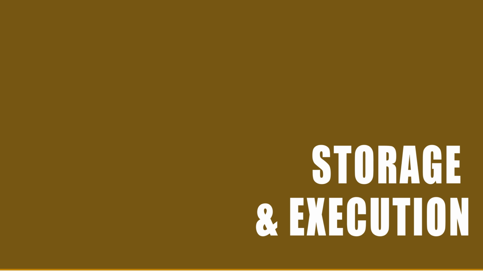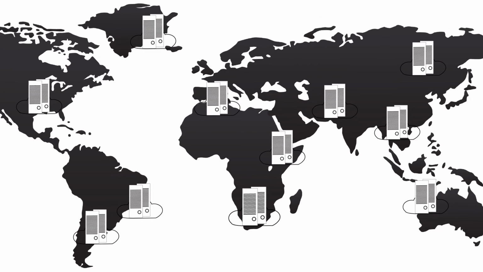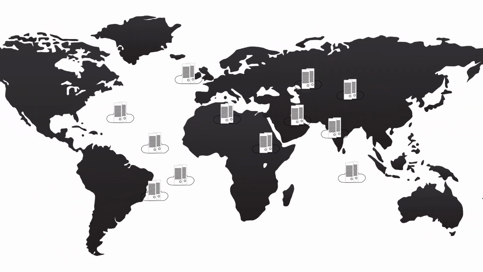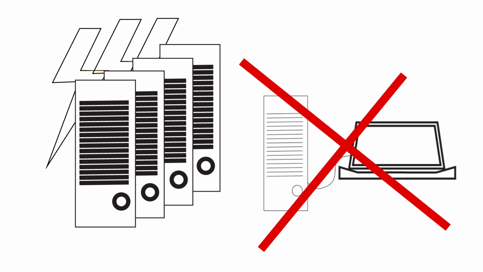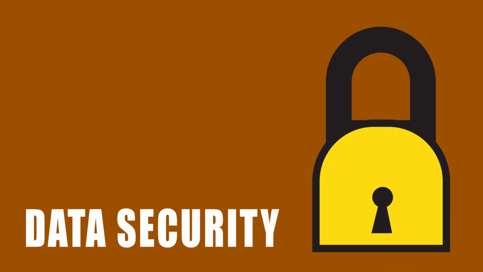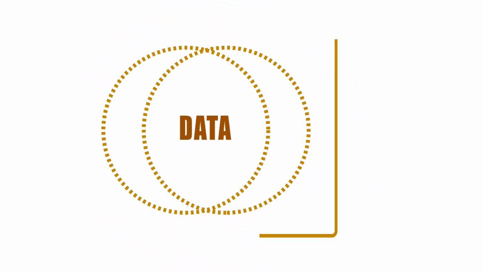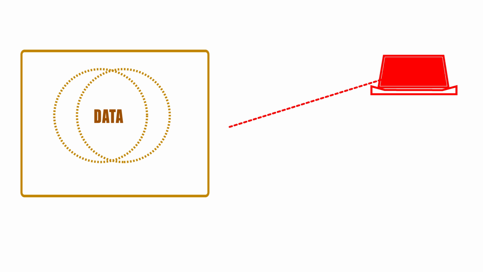Storage or execution. Data is stored in cloud servers using distributed systems to ensure redundancy and reliability. Applications or software are executed on powerful remote servers, eliminating the need for users to depend on their local hardware. Data security. During processing or storage, the data is encrypted to ensure privacy and security. Advanced security protocols prevent unauthorized access.